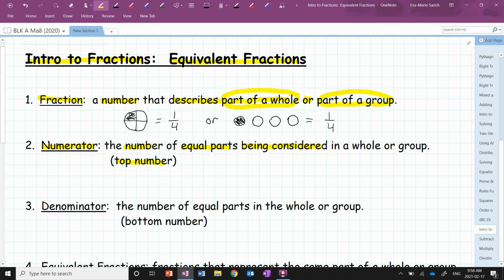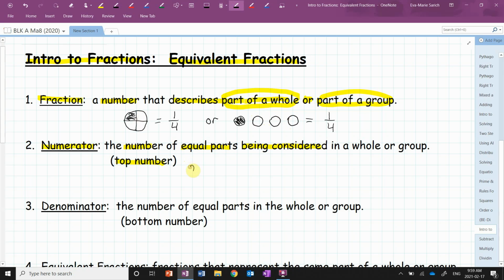Okay? So if we think about up here in terms of this pizza, right? The part that we were considering was the 1 piece that you ate, right? Or the 1 mini pizza that you ate. We weren't considering the 3 pieces you didn't eat or the 3 mini pizzas you didn't eat. That wasn't what we were considering. So the top number is the part that you were considering.